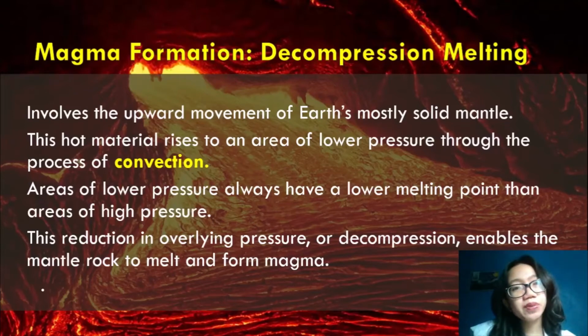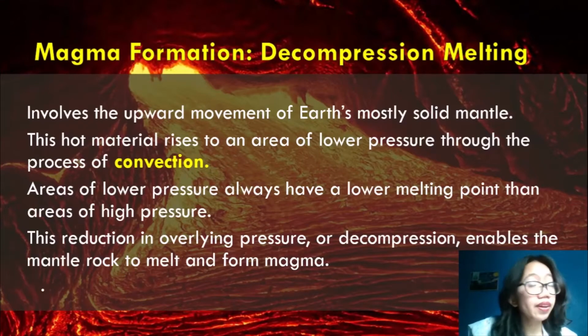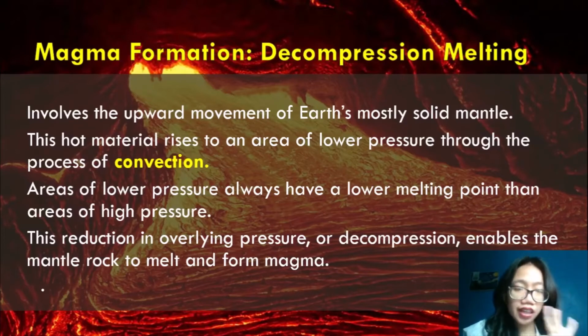We are almost done with our endogenous processes. Just a few more examples of how endogenous processes are occurring and changing our landscape. I have mentioned that there are different ways on how magma is formed. Actually, there are three: decompression melting, transfer of heat, and flux melting. First, we have decompression melting.